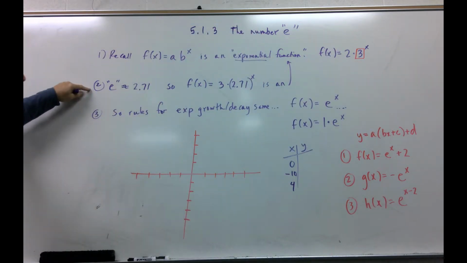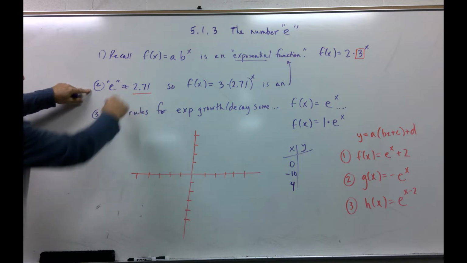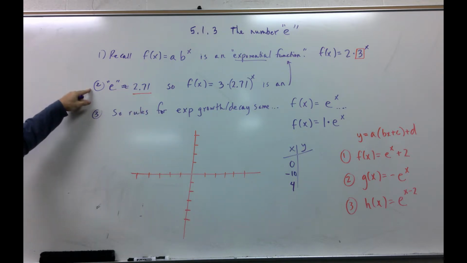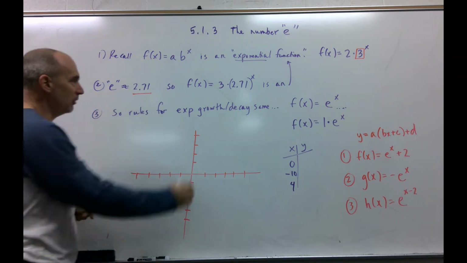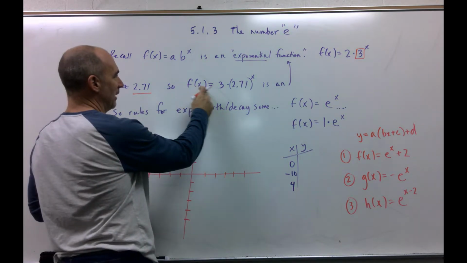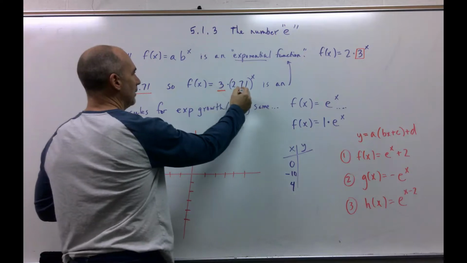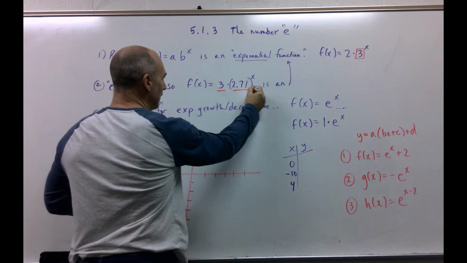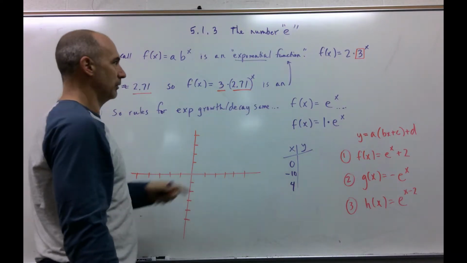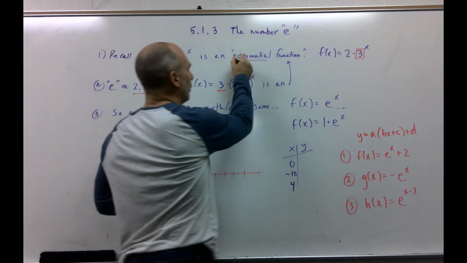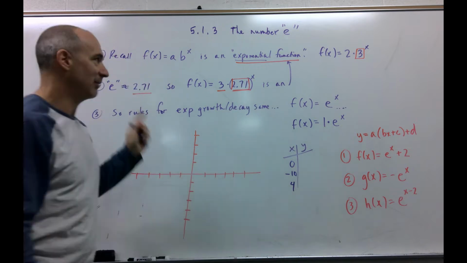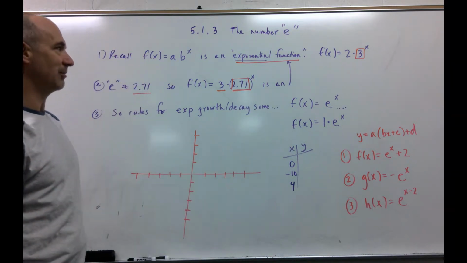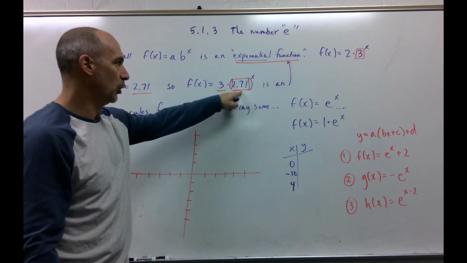So the letter e is approximately 2.71. Just like pi, it goes on forever and ever. 2.71 is e. So when they give us something like this, f of x equals 3, there's our a, times b, which is 2.71 to the x power, it is also an exponential function because this is a constant. Yeah, it's a decimal, but it's a constant, and that's going to be exponential growth.